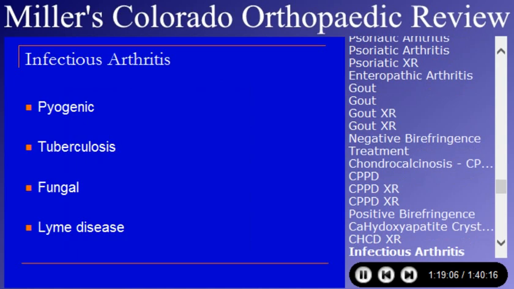Infectious arthritis is critical to recognize and be aware of. If you miss calcium pyrophosphate disease for a week or two or a month, it doesn't make much difference. If you miss a pyogenic arthritis, clearly that will lead to joint destruction. A variety of infectious arthritises exist, all of which will be touched on.